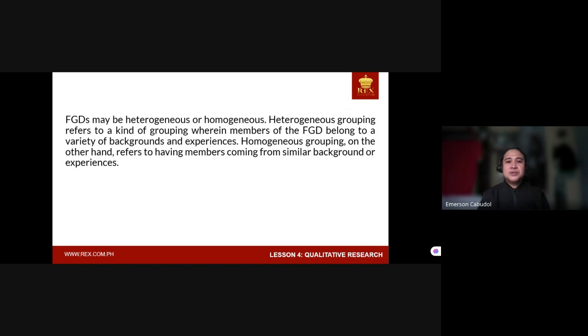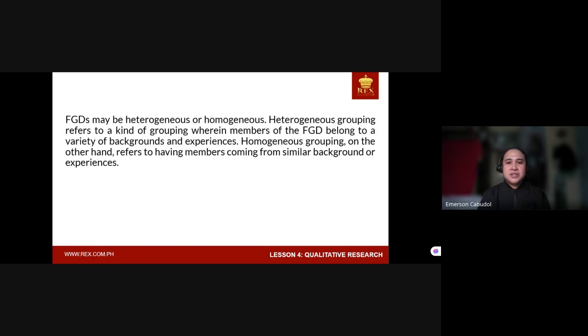Examples of heterogeneous and homogeneous FGDs. Heterogeneous FGD: a company wants to understand the appeal of a new snack food, so they assemble a group with diverse ages, genders, income levels, and dietary preferences. For example, vegans, meat eaters, people with allergies, so they can gather a wide range of perspectives.